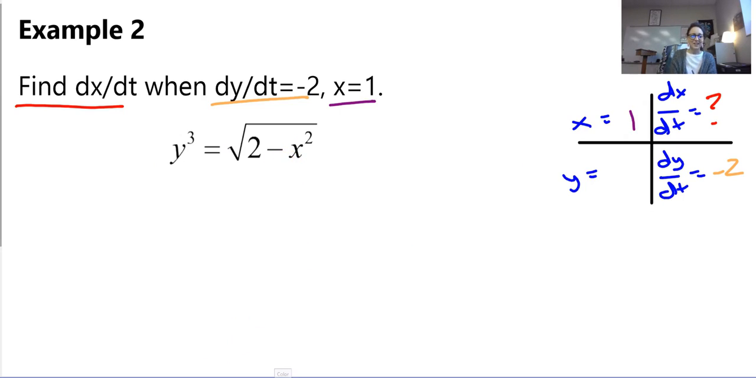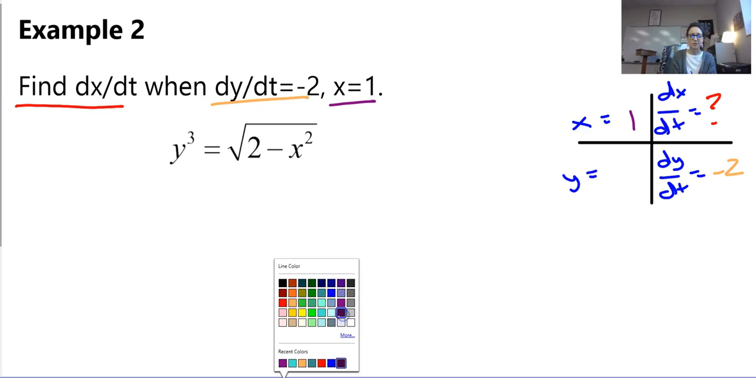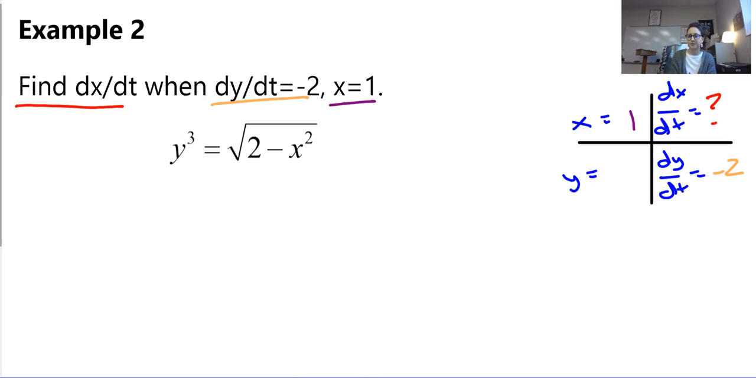Okie doke, so we want to take the derivative of both sides with respect to t. Any special rules on the left side? No special rules on the left. What about the right? Now, kind of two things, right? I need to rewrite, so this is going to be 2 minus x squared, quantity to the 1/2, yeah? And then we are also going to need chain rule there, okay? So let's bring this down here.